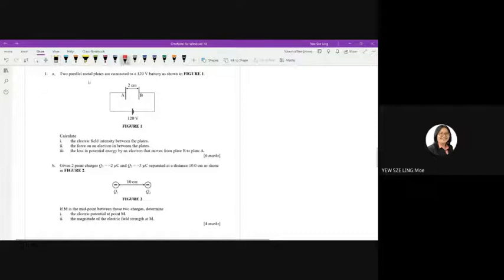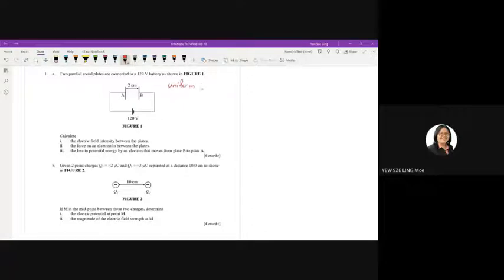So question 1: you have two parallel metal plates connected to a 120-volt battery as shown in figure 1. Figure 1 looks like a capacitor question, but in fact it is not. You are given two parallel plates. In chapter 1, we have a subtopic related to two parallel plates, which is a uniform electric field.